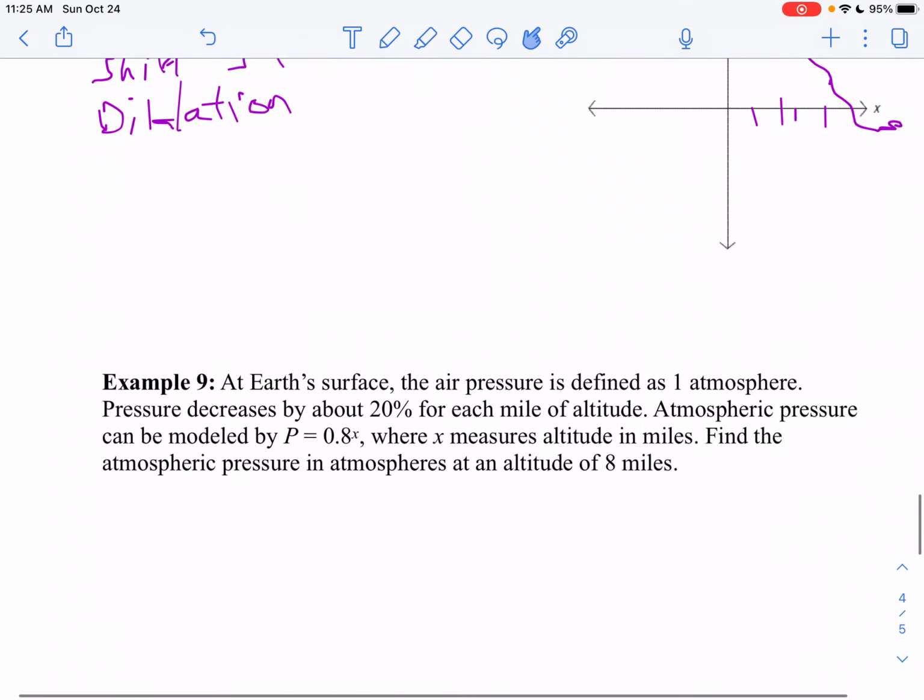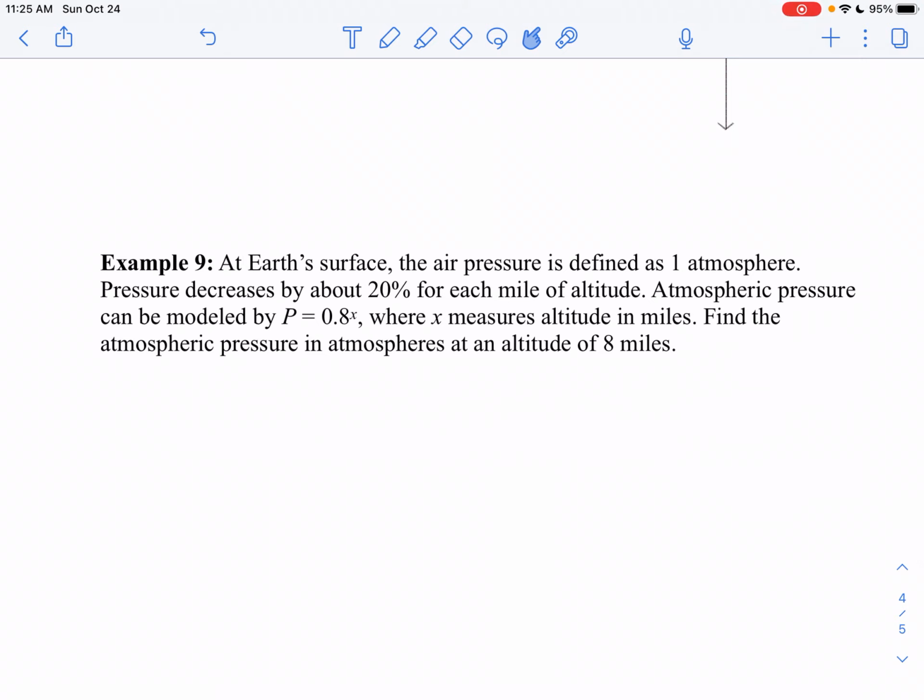Let's take a look at example 9. It says at the surface, the air pressure is defined as 1 atmosphere, and decreases by about 20% for each mile of altitude. Altitude pressure can be modeled by P equals 0.8 to the x power, where x is measured in miles. Find the atmospheric pressure in atmospheres at an altitude of 8 miles. So in other words, we're going to just replace x with 8.